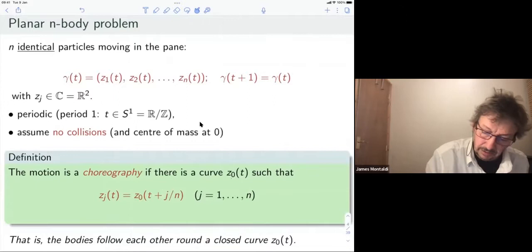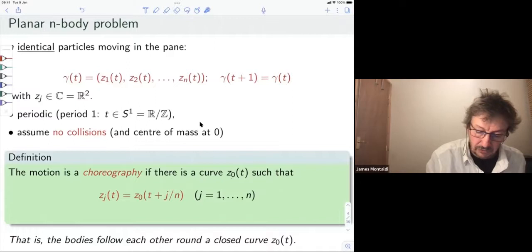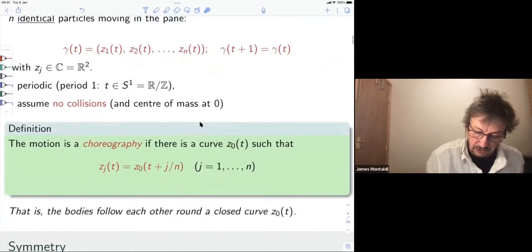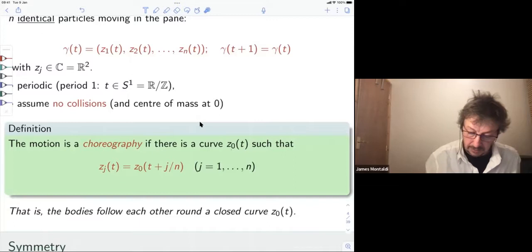So as I was saying, this is the path, like I was talking about before, in this configuration space, and we assume no collisions. So a choreography is a motion, one of these paths. There's a fundamental curve in the plane with each of the particles being on the same curve, delayed by one nth, if there are n particles, one nth compared to the next particle.